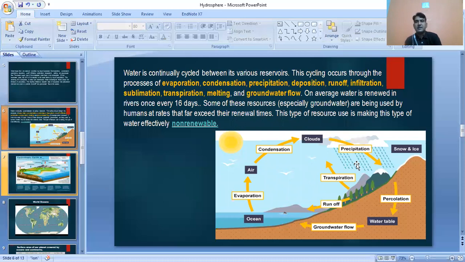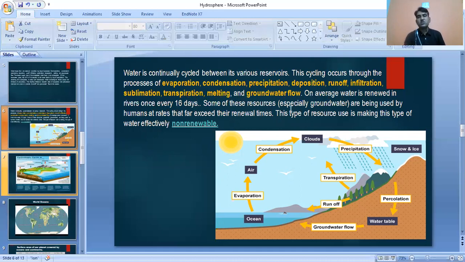So this is the conceptual framework I'm showing in these slides. Water is continuously cycled in various reservoirs. This cycle occurs through the processes of evaporation, condensation, precipitation, deposition, runoff, infiltration, sublimation, transportation, melting, transpiration, and groundwater flow. On average, so this statement is very important, water is renewed in rivers once every 16 days. So our rivers, on average, every 16 days, get new water through this hydrological cycle or the water cycle.